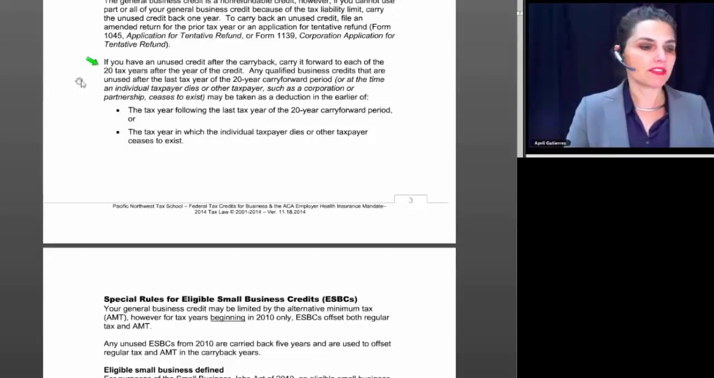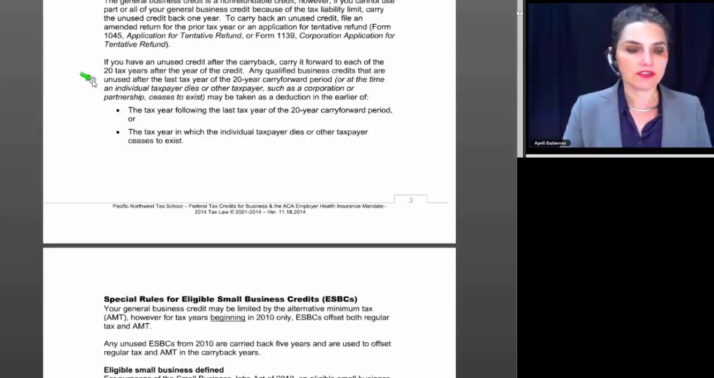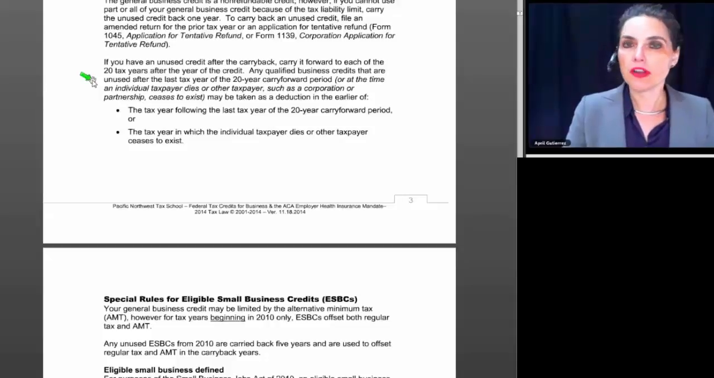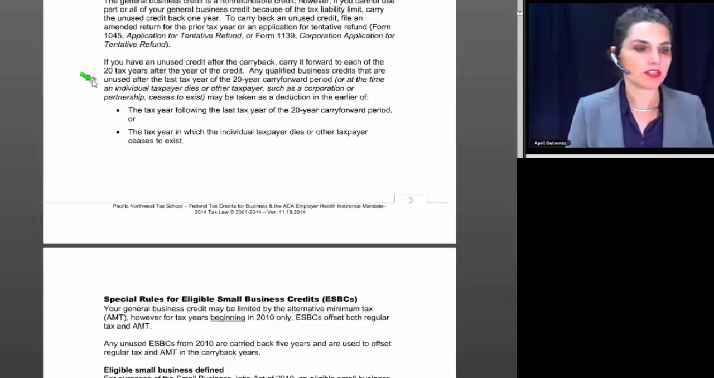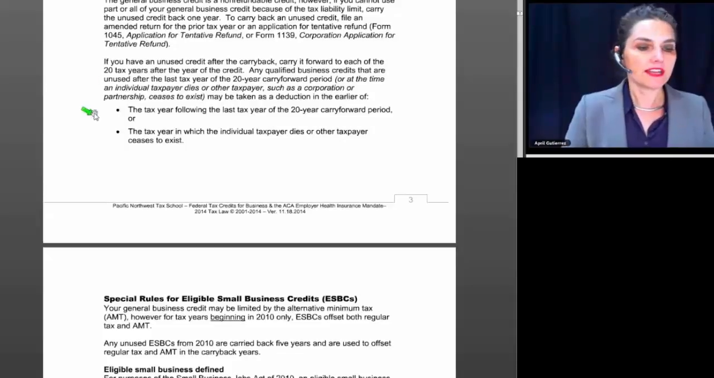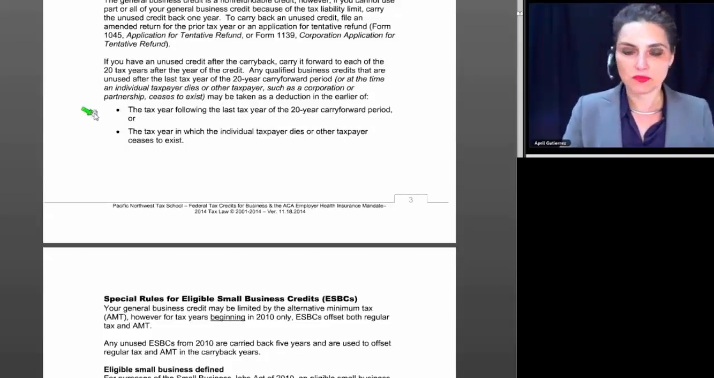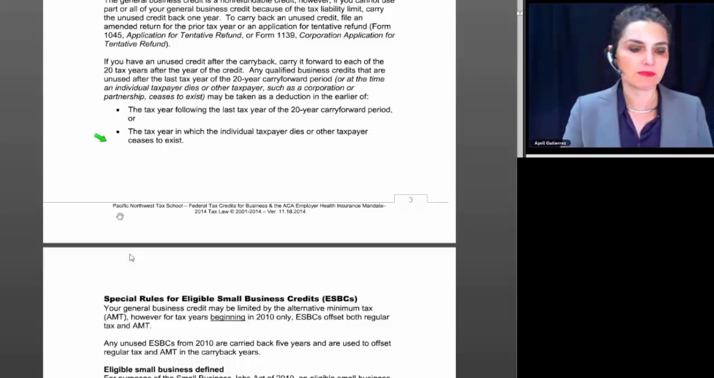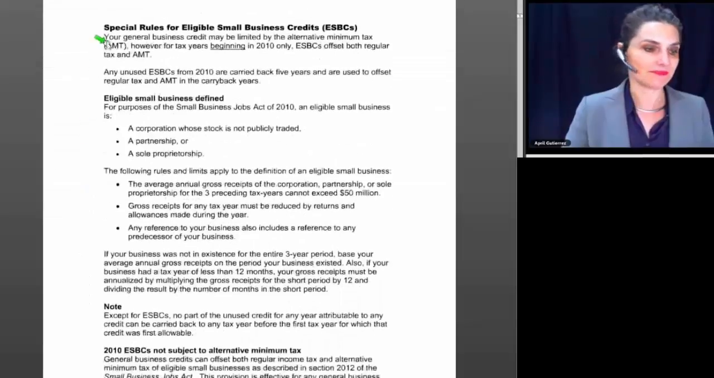Any qualified business credits that are unused after the last tax year of that 20-year carry forward period, or at the time an individual dies or another taxpayer such as a corporation or partnership ceases to exist, can be taken as a deduction in the earlier of the tax year following the last tax year of the 20-year carry forward period, or the tax year in which the individual taxpayer dies or the business taxpayer ceases to exist.